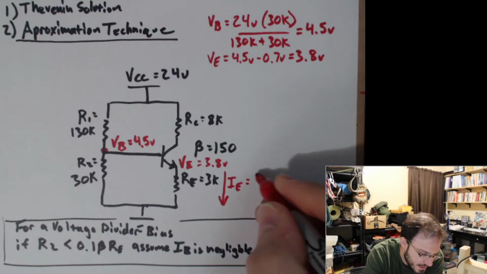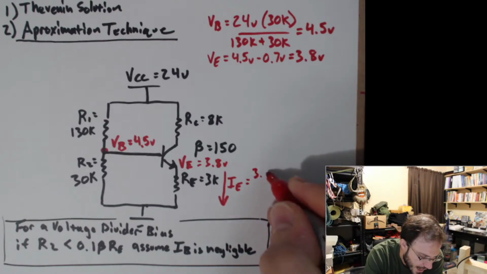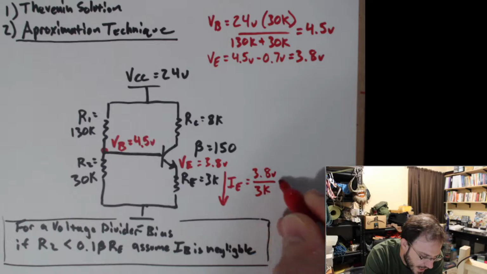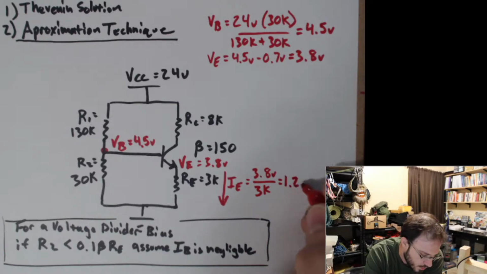So we get IE is equal to 3.8 volts divided by 3K. Okay, so what does that end up being equal to? It's 1.26 milliamps.